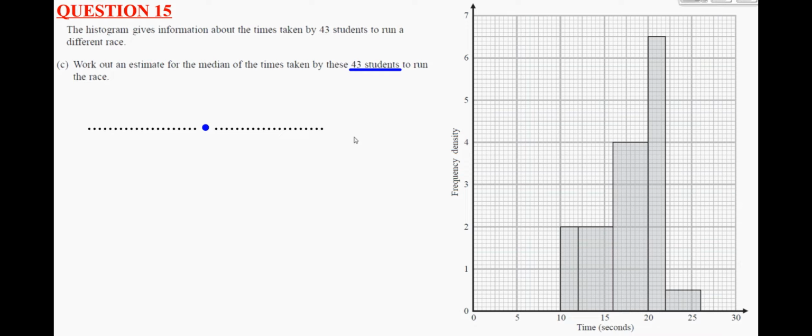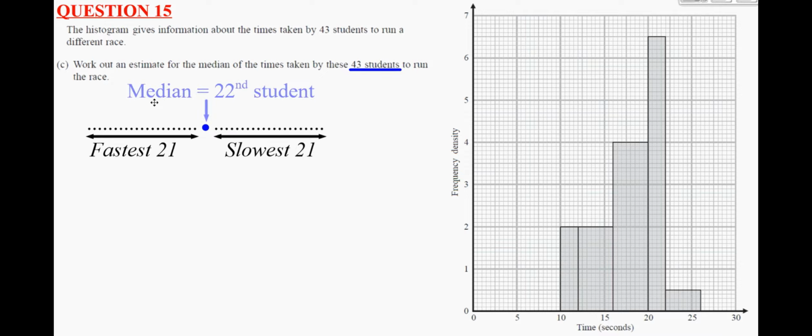So imagine 43 students in order of finishing. These might be the fastest here, the slowest person down there. So the fastest 21, the slowest 21, 21 plus 21 is 42. So that means there's one person in the middle and 21 either side. In other words, the median student is going to be the 22nd, 21 faster than them and 21 slower. So we need to work out which bar this 22nd student is represented inside.